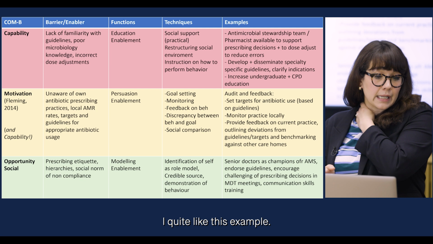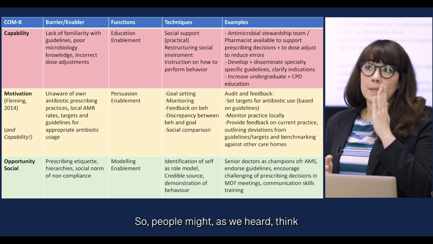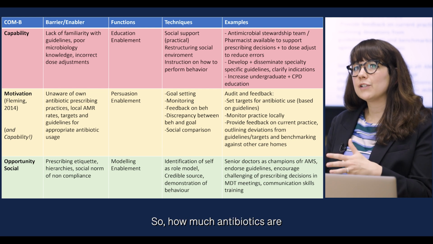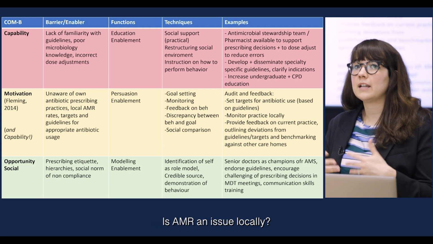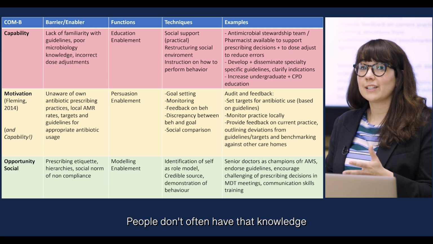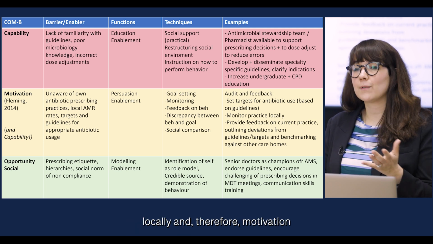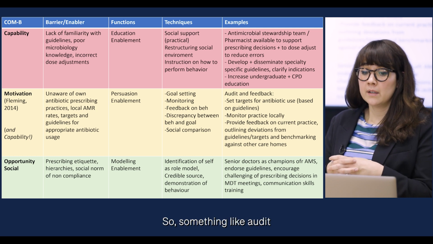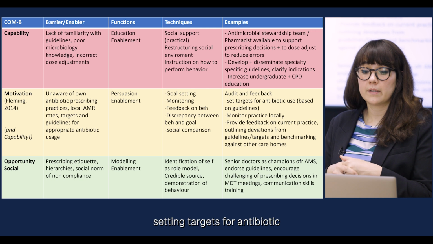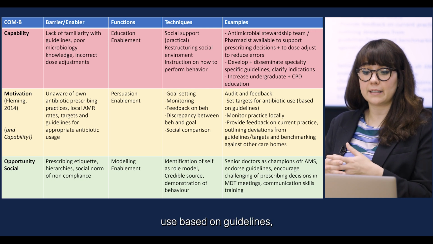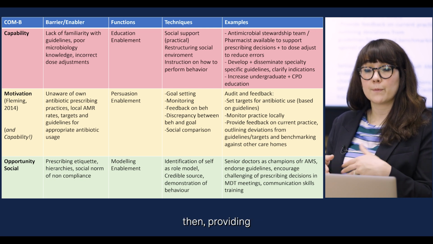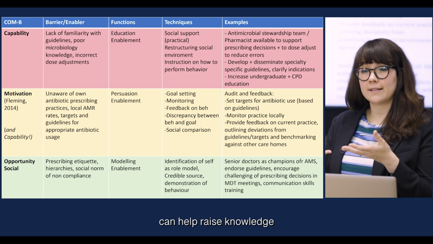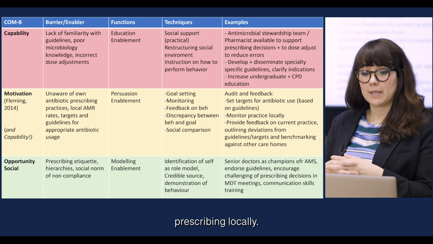Moving on to motivation, I quite like this example. People might, as we heard, think AMR is a general issue, but how much of an issue is it locally? How much antibiotics are we prescribing? Is AMR an issue locally? People don't often have that knowledge, so they don't know the extent of the problem locally, and therefore motivation to change may be quite low because they might not see it as a personal problem. So something like audit and feedback could be done. Setting targets for antibiotic use based on guidelines, monitoring practice locally, and then providing feedback on current practice, outlining deviations relative to the target can help raise knowledge, but also motivation of current prescribing locally.